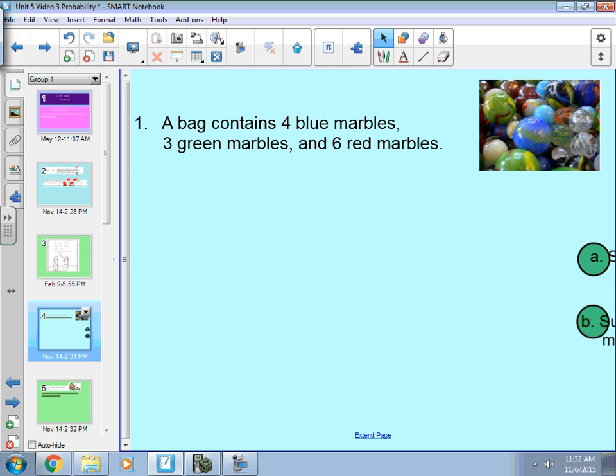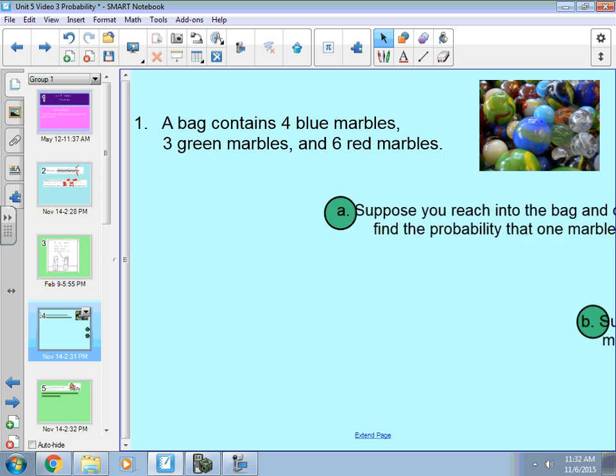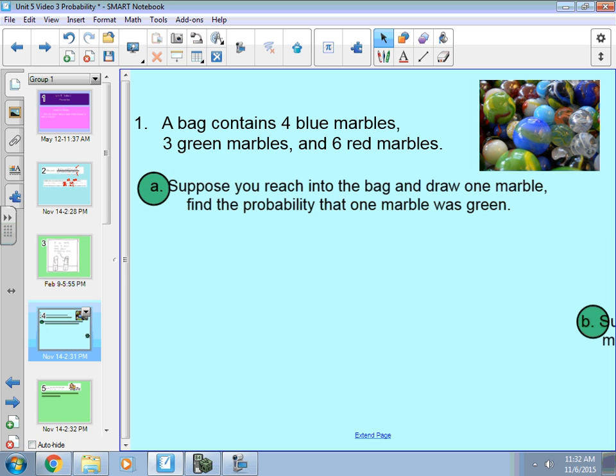All right, so let's look at number 1 here. It says a bag contains 4 blue, 3 green, and 6 red marbles. They want us to answer now some questions about that. So part A says, suppose you reach into the bag, draw 1 marble, find the probability that the 1 marble was green. So here a successful outcome is being green, and we know there's 3 of those successful outcomes.